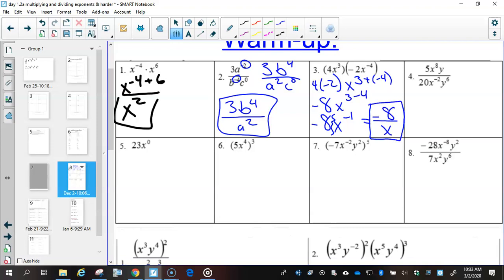For 4, do we have like bases? Yes. If we are dividing our like bases, what are we doing with the exponents? Subtracting. We also have numbers that we're dividing, so we're going to divide that as well. Leave it as a fraction. What is 5 divided by 20? 1/4.